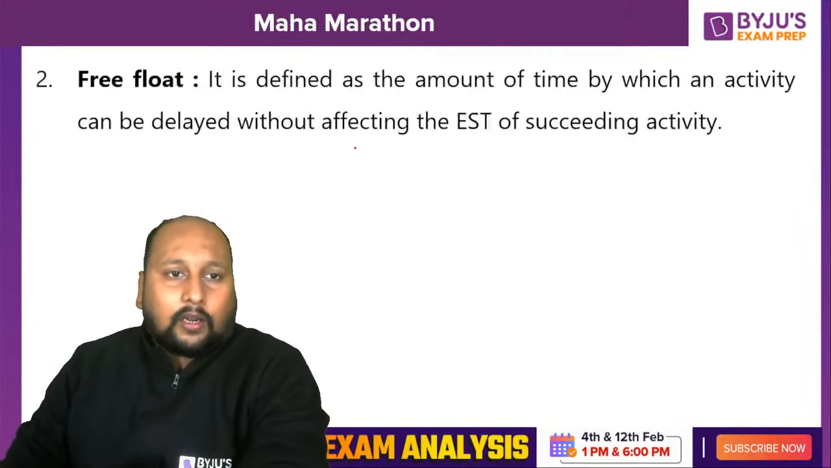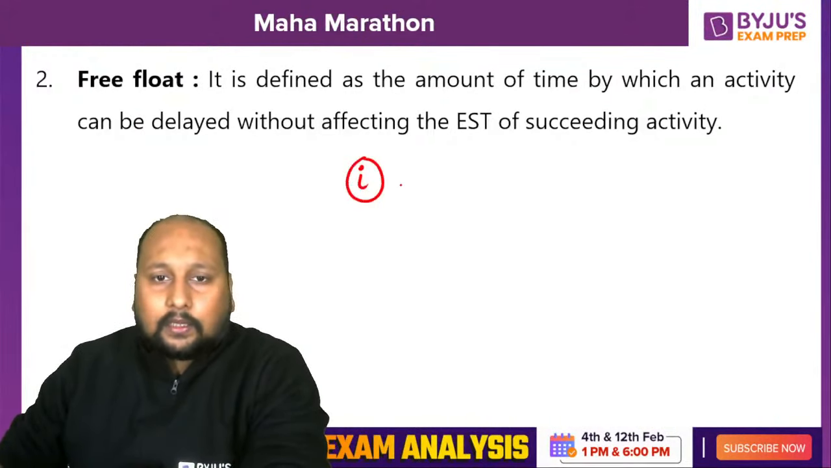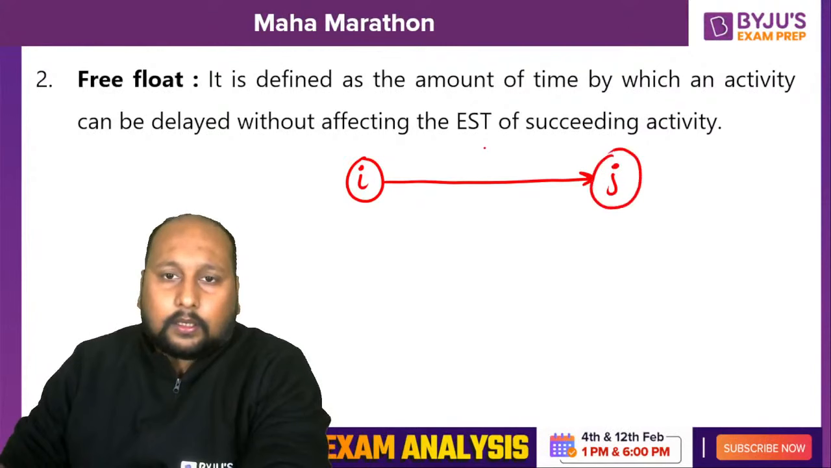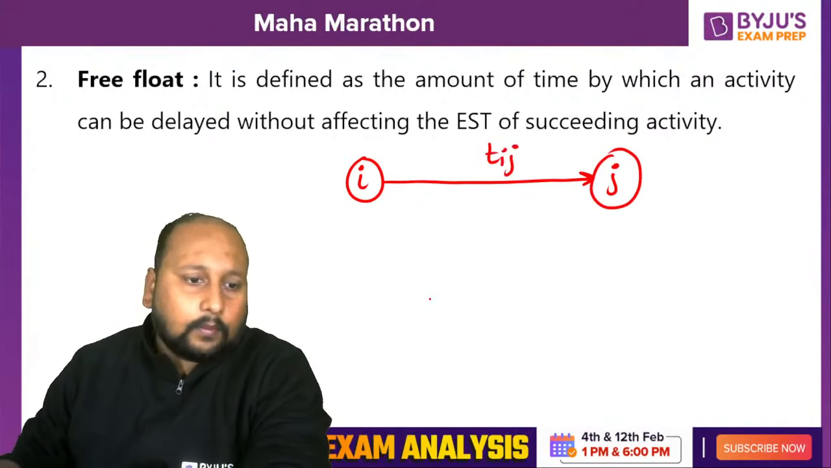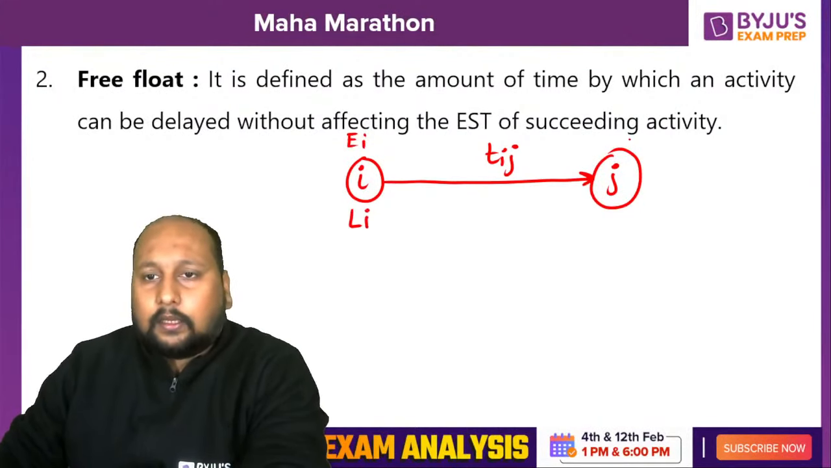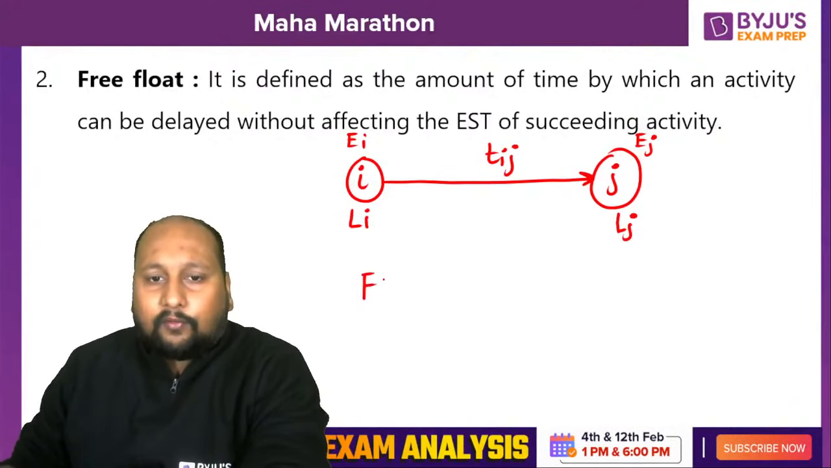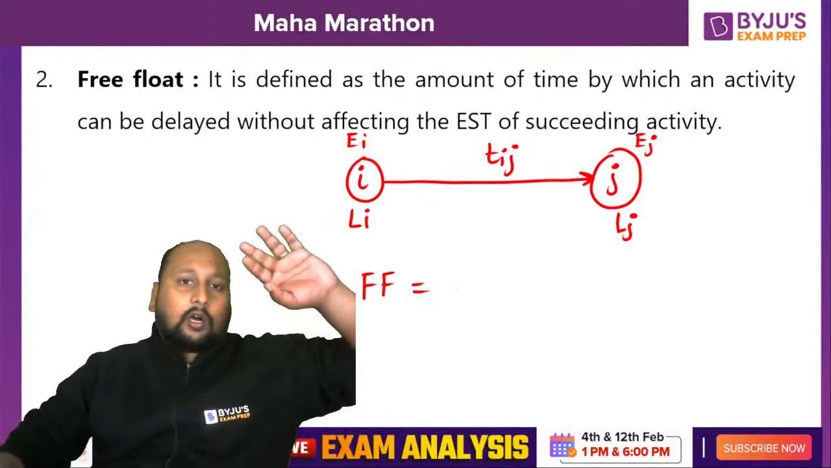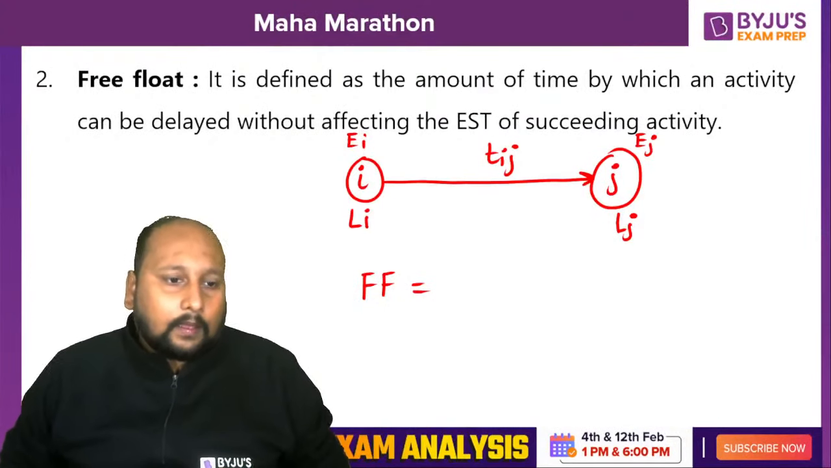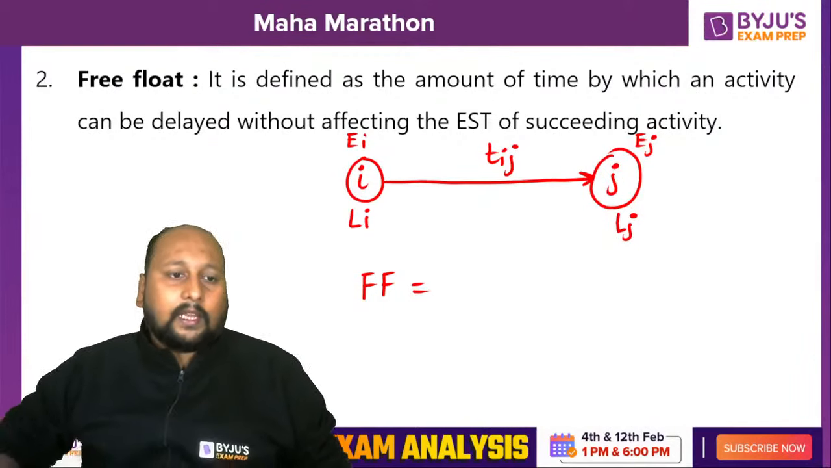Now let's talk about free float. How can we calculate the free float? Let's say this is I, this is J, this is Tij, and this is EI, LI, EJ, LJ. If I want to calculate free float, please tell me in the comment section. I told you how we can identify the value of free float.